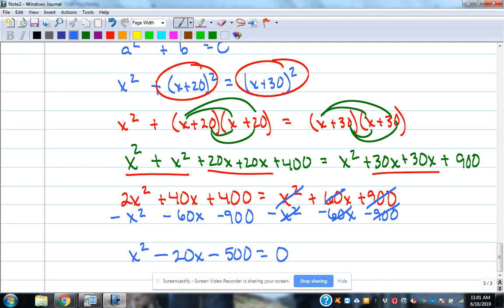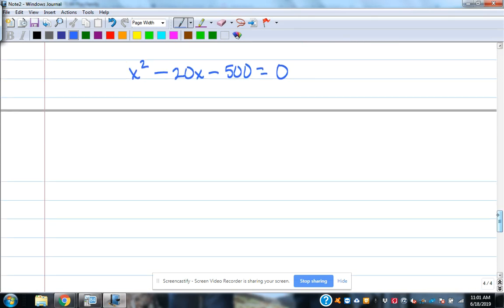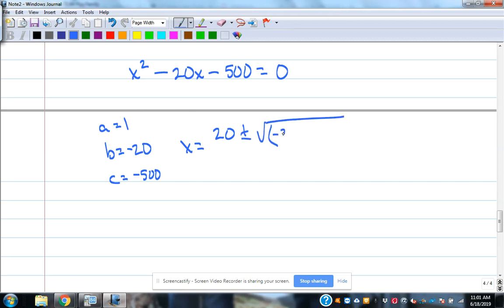Now, last step would be to set up the quadratic formula for this. So I know that A is 1, B is negative 20, and C is negative 500. That's my A, B, and C. And I'm going to put that in the quadratic formula. Negative B, 20, plus or minus the square root of B squared, so negative 20 squared, minus 4 times 1 times negative 500. So probably going to be a big number underneath that square root, over 2 times 1.